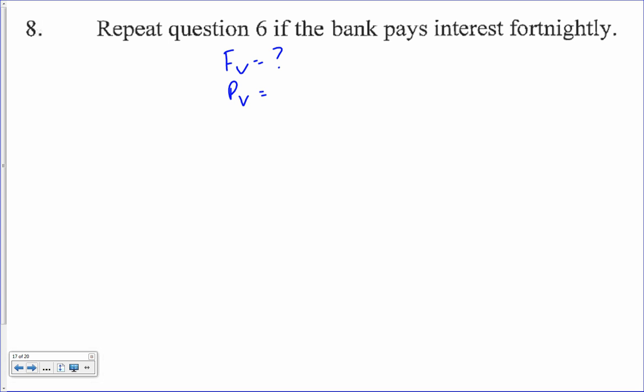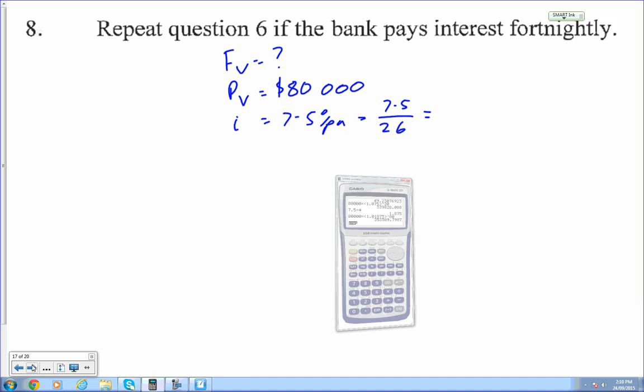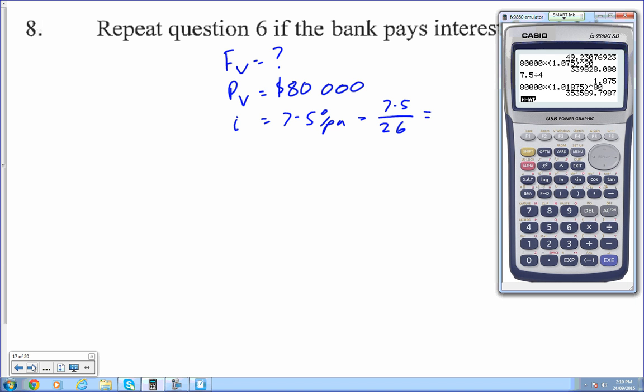present value equals 80,000. Our interest rate is 7.5% per annum. That's going to be 7.5 divided by 26, because there's 52 weeks in a year and half of 52 is 26. So that's going to give us a decimal there. Let's grab our calculator out. 7.5 divided by 26 gives me 0.288% per annum.